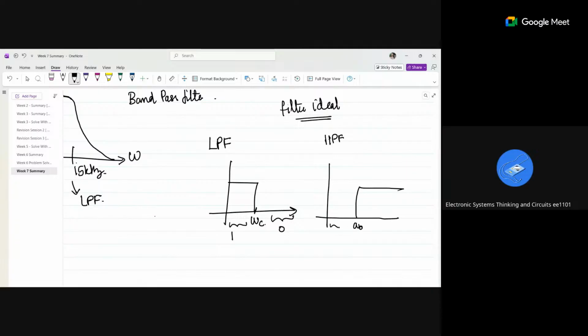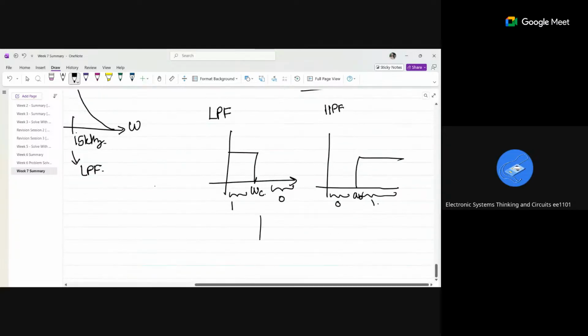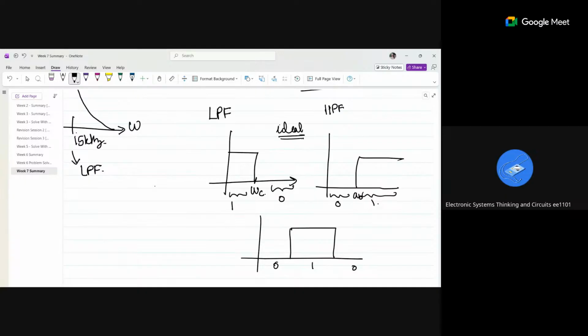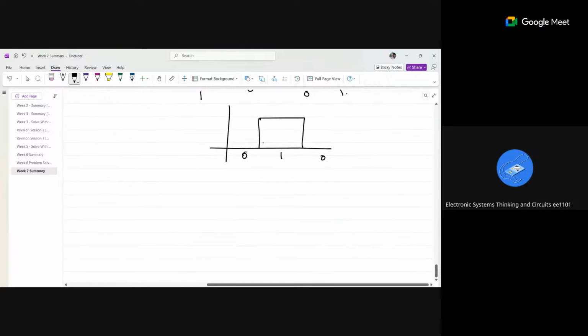Till omega c it should be 0. After that it should be a perfect 1. Band pass filter also 0, 1, 0. So these are ideals, okay? But in real life, achieving ideal is very tough. Also, having only one R and C, you will have this gradually decreasing only because of the delay of the capacitor, okay? It will be gradually increasing and gradually decreasing. That is all because of this resistor and capacitor.